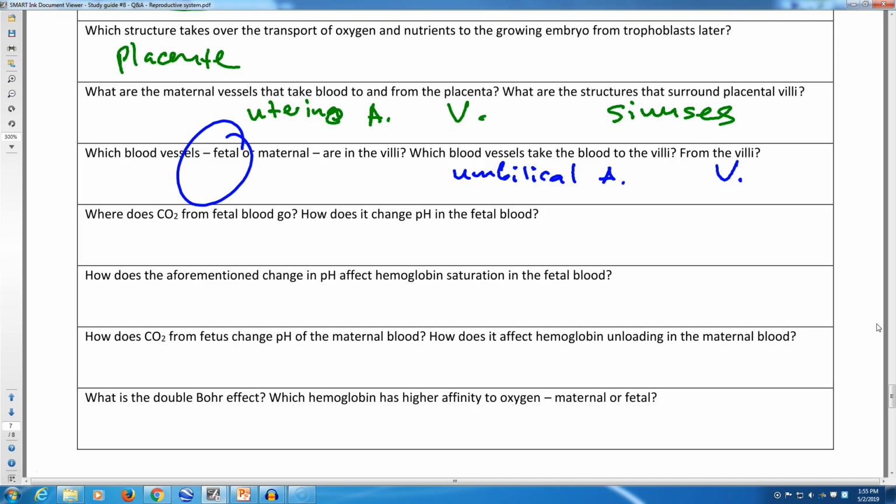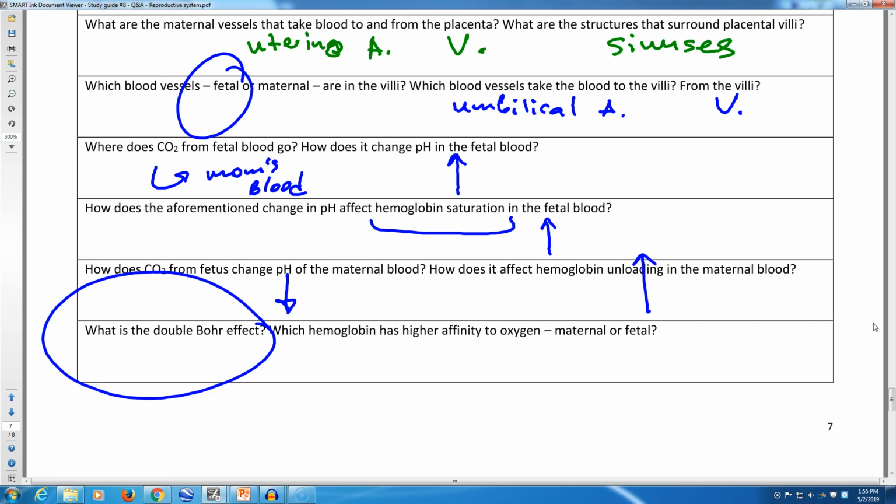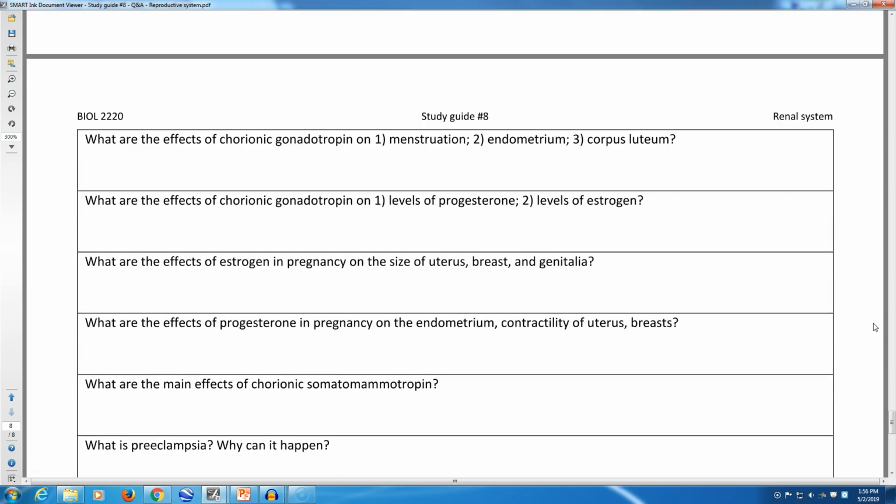CO2 from fetal blood goes into the mom's blood. pH in the fetal blood increases. So hemoglobin saturation in fetal blood goes down. Hemoglobin loads. CO2 from fetus decreases pH in the maternal blood. That increases unloading, and that is the double Bohr effect. Fetal hemoglobin has the higher affinity to oxygen.